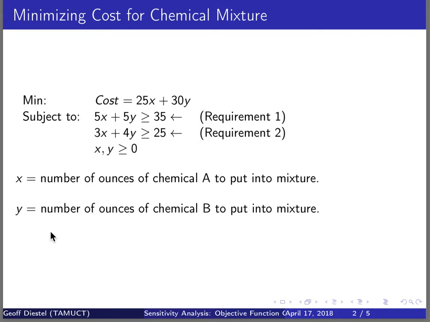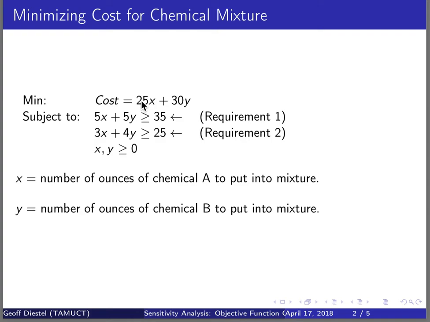So we just want to solve the problem, and the company wants to know, what is our optimal mix to minimize our cost? And then we want to know if these numbers in our cost function, 25 and 30, were to change over time, would we have to refigure out a new solution, or would we likely be able to maintain producing the same mixture ratio for an extended period of time?